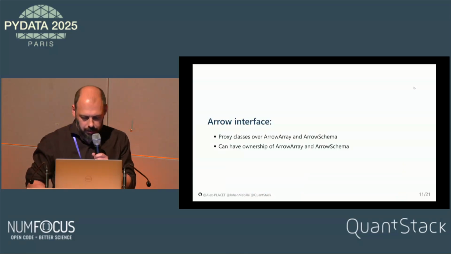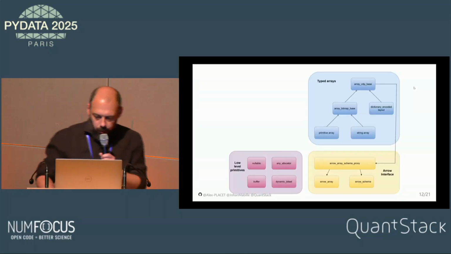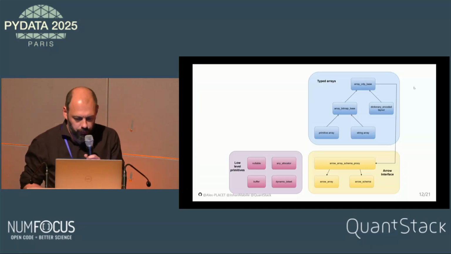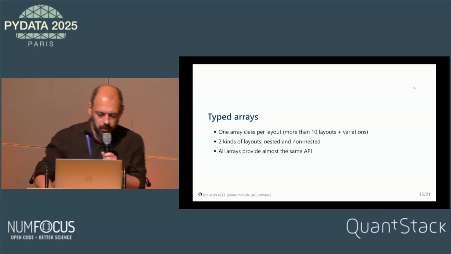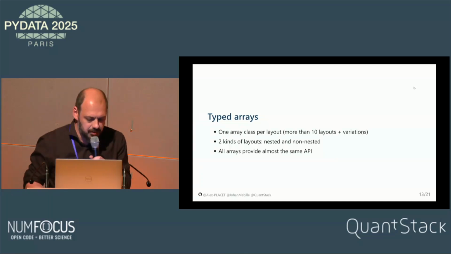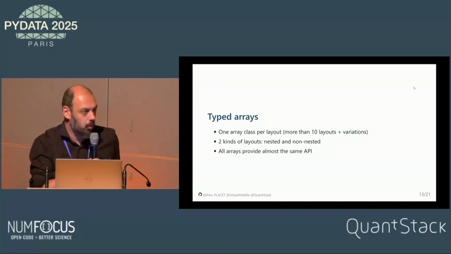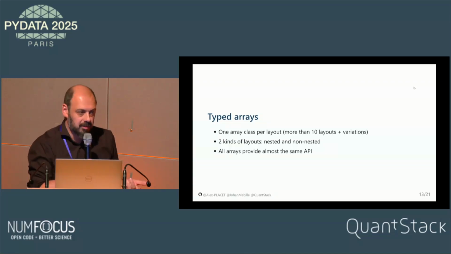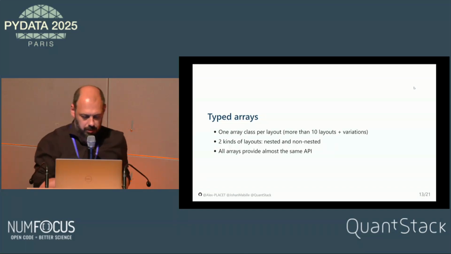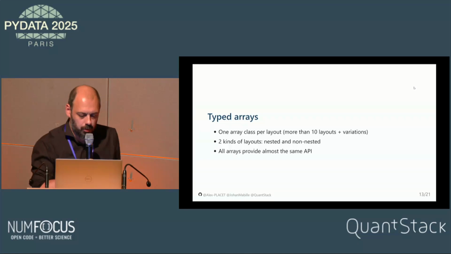On top of this layer, we have the typed arrays. A few words about them. It's a kind of complicated multi-layer CRTP architecture. The idea is that we have one array class per layout. So it's more than 10 layouts plus variations. We have two kinds of layouts, nested and non-nested. Non-nested are integers, floats, strings. And for the nested ones, we have the list, the struct, the map, etc. I guess you all know that if you're using Apache Arrow.